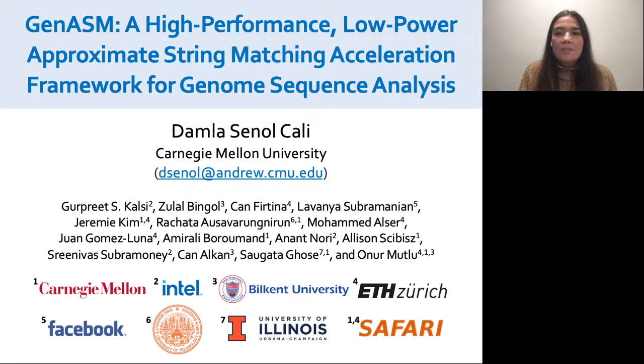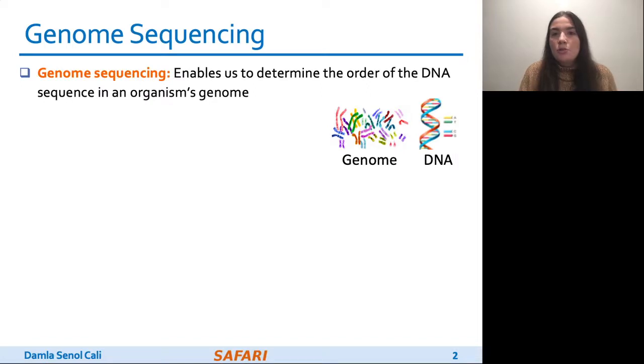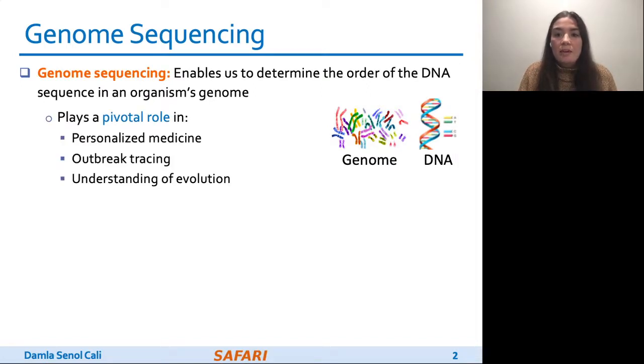Today I will be presenting our work, GenASM, a high-performance, low-power approximate string matching acceleration framework for genome sequence analysis. Genome sequencing, which enables us to determine the DNA sequence of an organism, plays a pivotal role in areas such as personalized medicine, outbreak tracing like COVID-19, and the understanding of evolution.